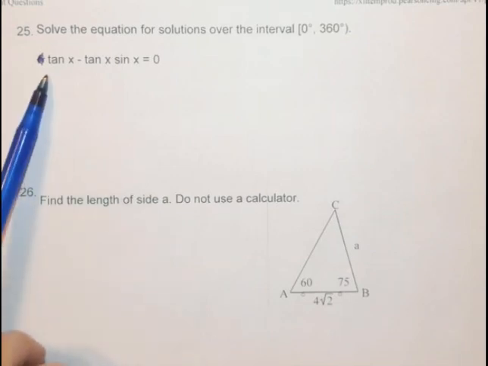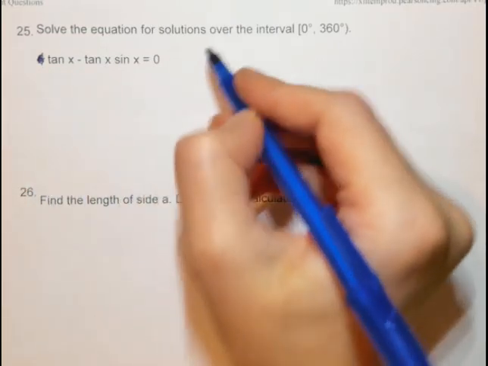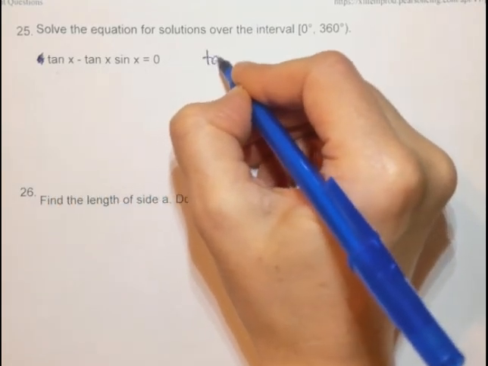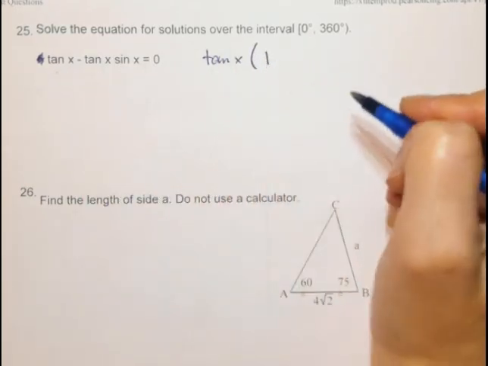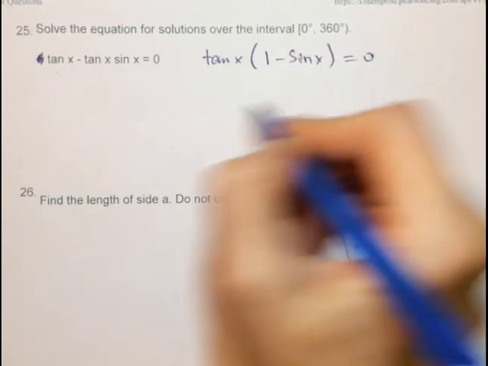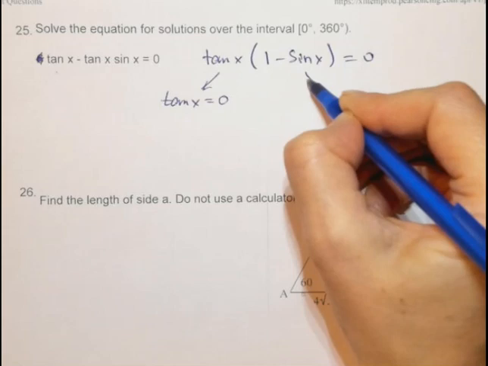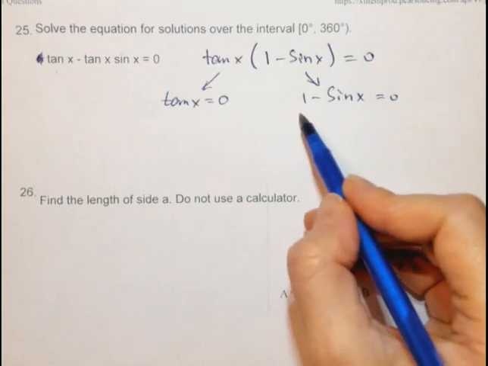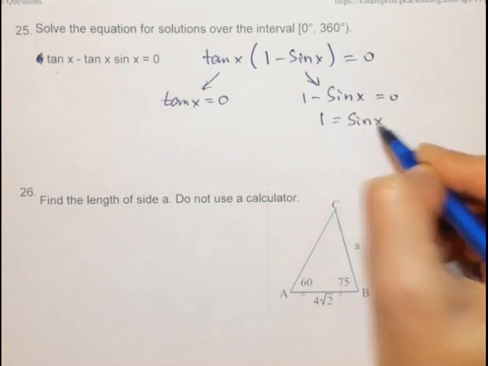Another equation, this equation first must be factored. So we can factor out tangent, since it is a common factor for both terms, tangent x, then in parentheses we have 1 from the first term minus sine x from the second equals 0. So either tangent x equals 0 or 1 minus sine x equals 0. So add sine to the left and to the right and we get 1 equals sine x.